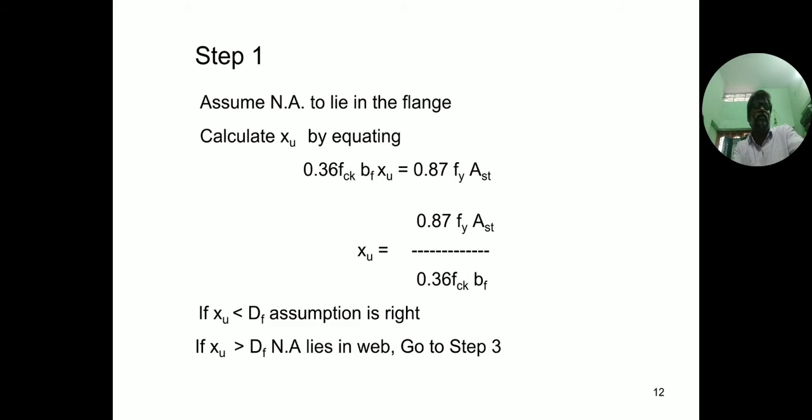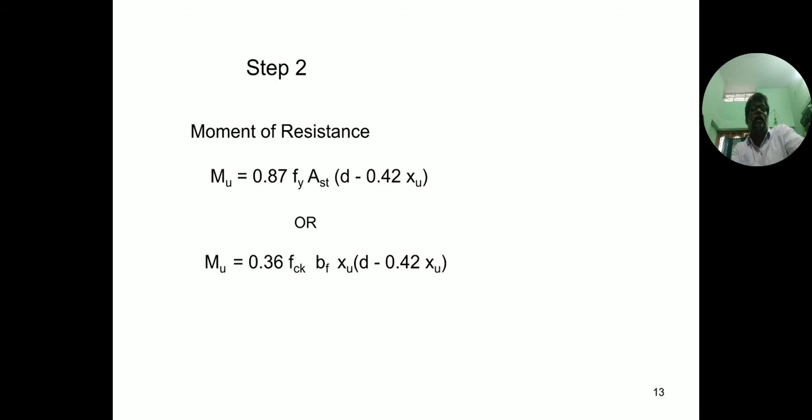Go for the moment of resistance. Step 2: Moment of resistance Mu is equal to 0.87 Fy AST (d minus 0.42 XU), same as a singly reinforced beam. Or, moment of resistance with respect to concrete: 0.36 FCK BF XU (d minus 0.42 XU). This is the moment of resistance for XU less than DF, the same as the singly reinforced moment of resistance.